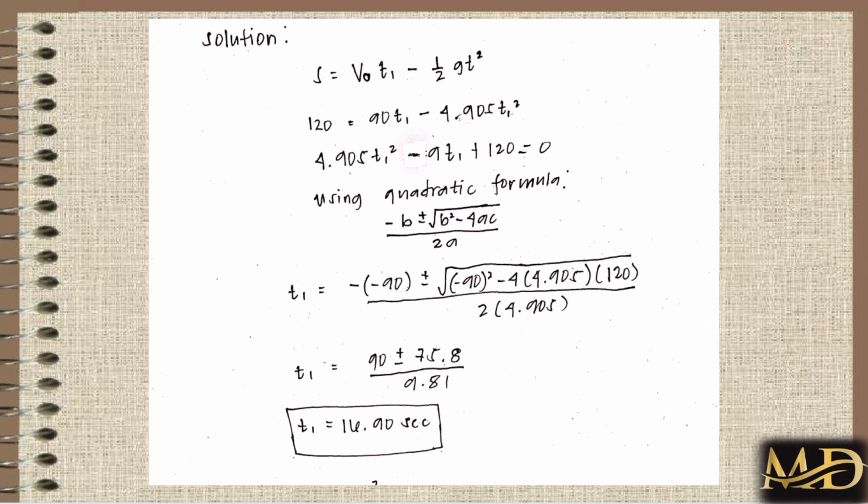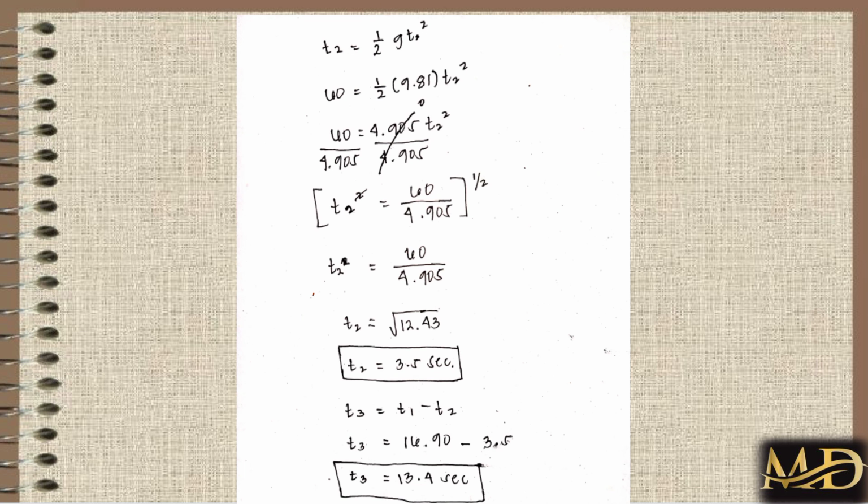T1 is equal to 90 plus or minus 75.8 all over 9.81. So T1 is equal to 16.90 seconds. So T2 is equal to 1 half G T2 squared. So 60 is equal to 1 half times 9.81 T2 squared. 60 is equal to 4.905 T2 squared.